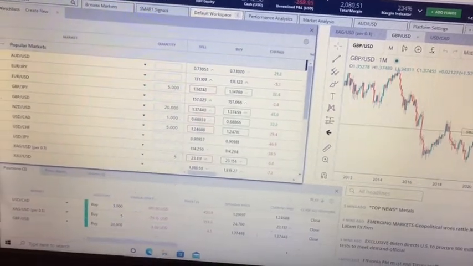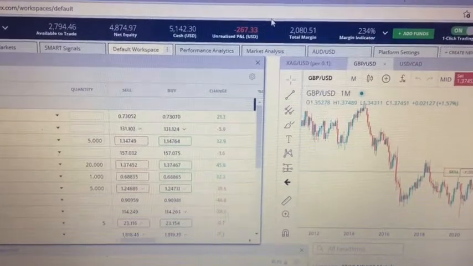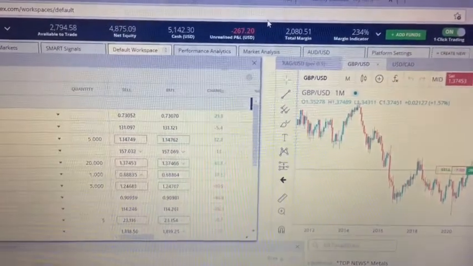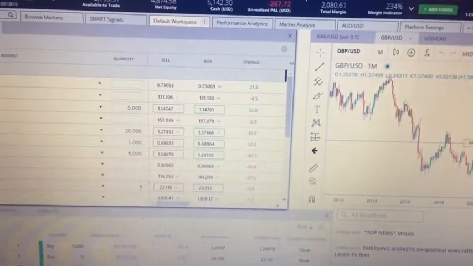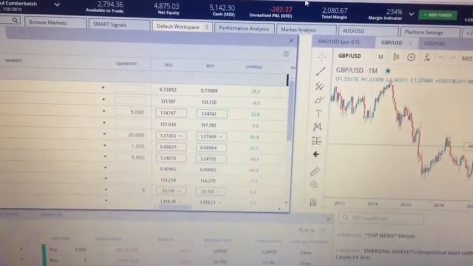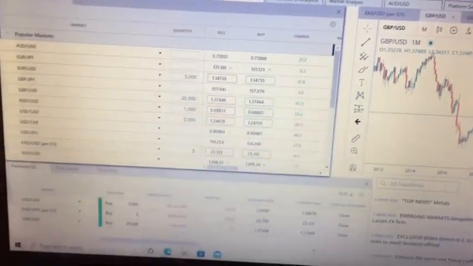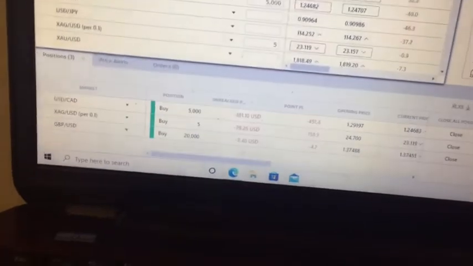It fluctuates. But what I specifically want to show you is the balance. It has increased, and I'll show you how. It's at 5142.30, and that was yesterday. I think it was 598. So I traded a little and I got some positive profit. But what I want to show you specifically is the currency pairs.